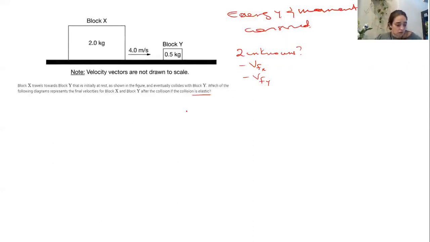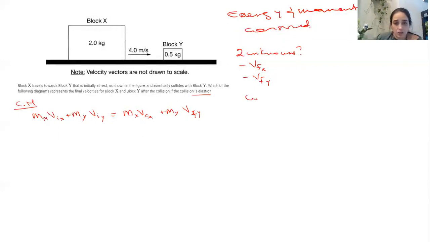So let's set those equations up. First, let's do conservation of momentum. My equation would look like this: the mass of block X times the initial velocity of block X plus the mass of block Y times the initial velocity of block Y equals the final velocities of each one of these guys. Keep that final notation consistent.